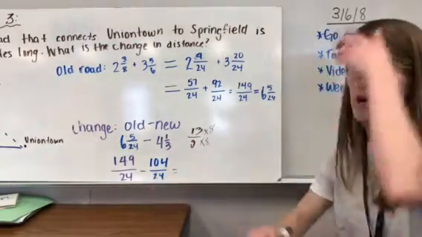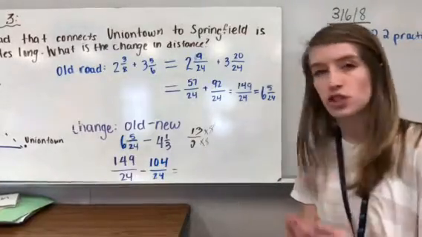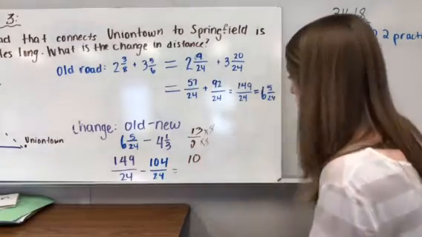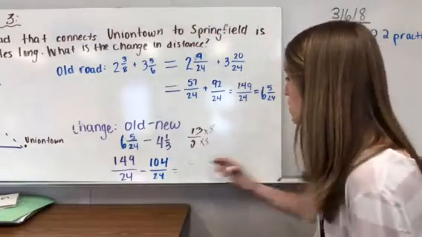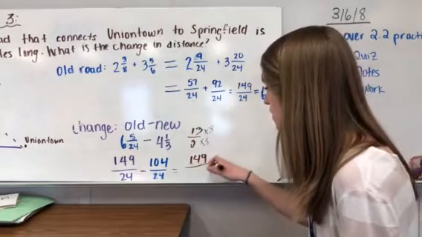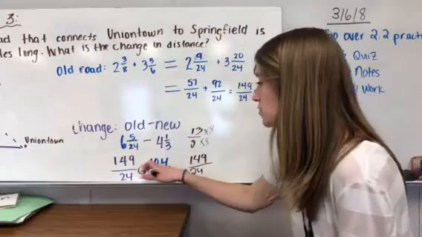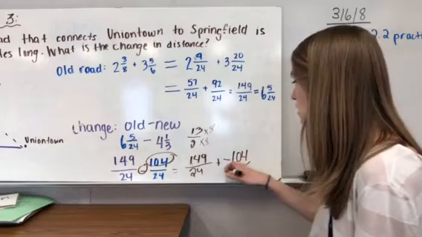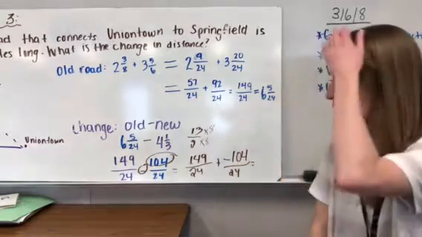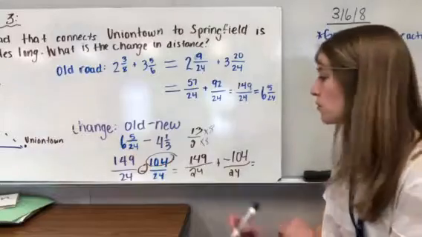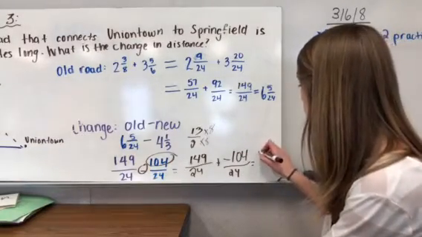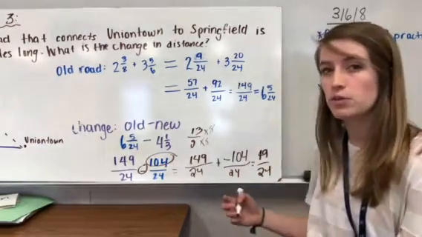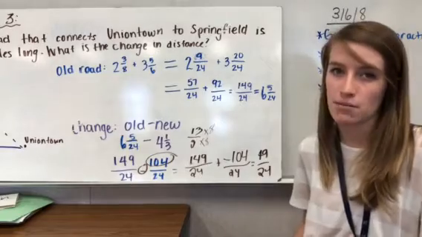Now we're ready to subtract. We have 149 over 24. We're going to subtract 104 over 24. And subtraction is the same thing as adding the opposite. So we'll start with 149 over 24. We keep that. Instead of subtracting, we add. Instead of 104, we need the opposite, which is negative 104 over 24. Now we have 149 plus negative 104. So if I carry out that subtraction, I know that I get 45 over 24. On your own, I want you to finish simplifying this until you get to a mixed number in simplest form.